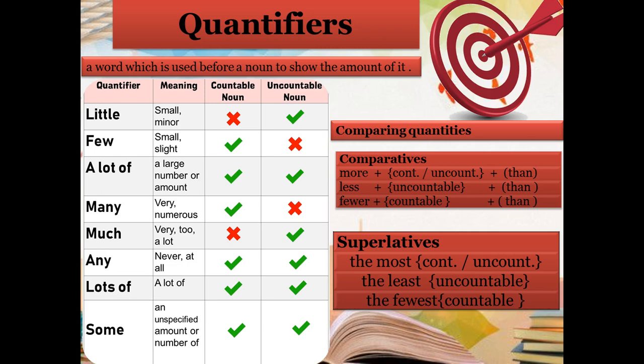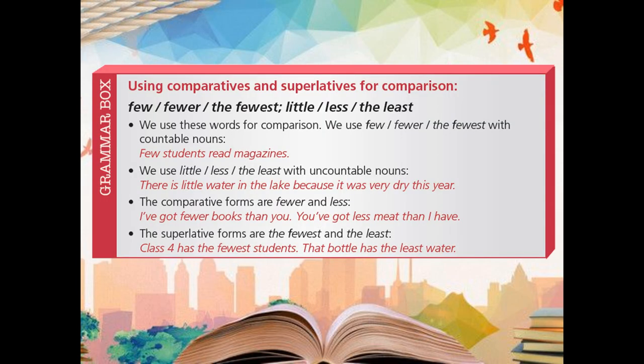So you need to memorize the quantifier words well, and be careful while using them, because you need to focus on whether the word is countable or uncountable before you put your quantifier word. Now let's move to this part, which is a grammar box from your book. In brief, I'm going to read it for you, using comparative and superlative for comparison: few, fewer, the fewest, little, less, and least.